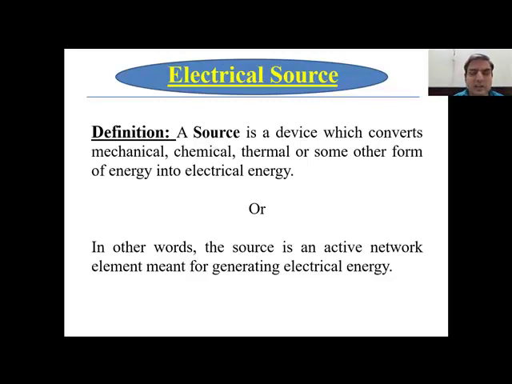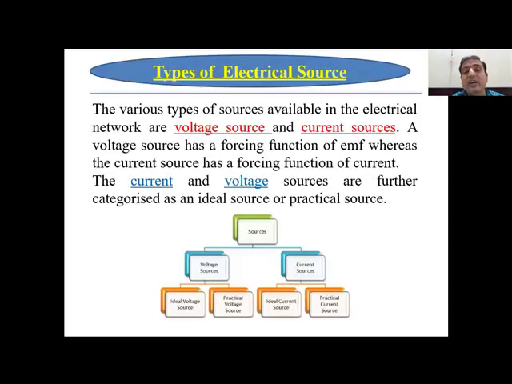You know the functionality of the transducer is to perform the conversion of one type of energy to another type of energy. So this is a special type of transducer that will convert any other form of energy into electrical energy. We know that we have two types of electrical sources. One is the voltage source, another is the current source.